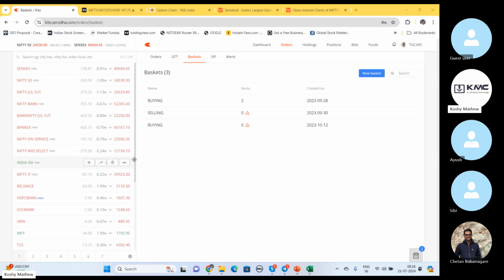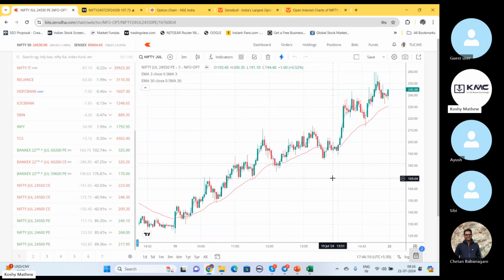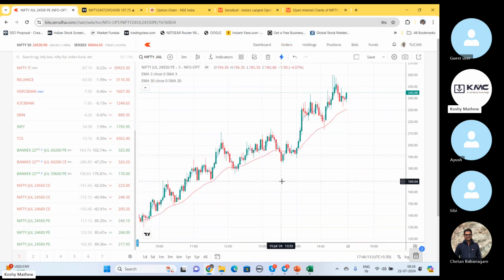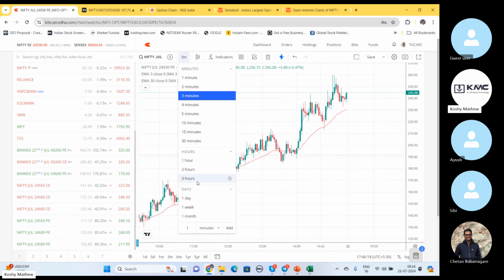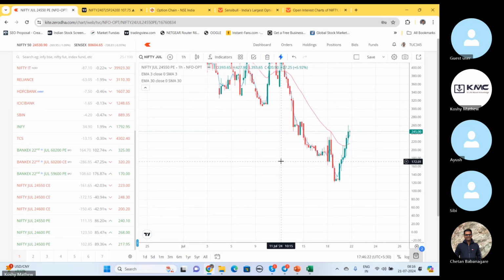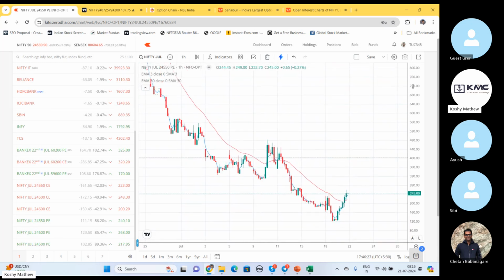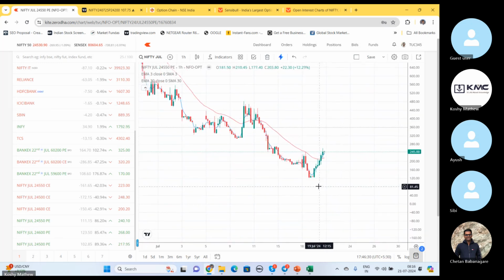What you can do, whichever strike price you're buying, for example, the market is at 24,550. Whichever strike price, open that chart. A small trick I'm telling you, so that you can play on a Monday or Tuesday. Open the chart, go to 1 hour, make it 1 hour. Look at a red candle after a green candle, then a red candle.